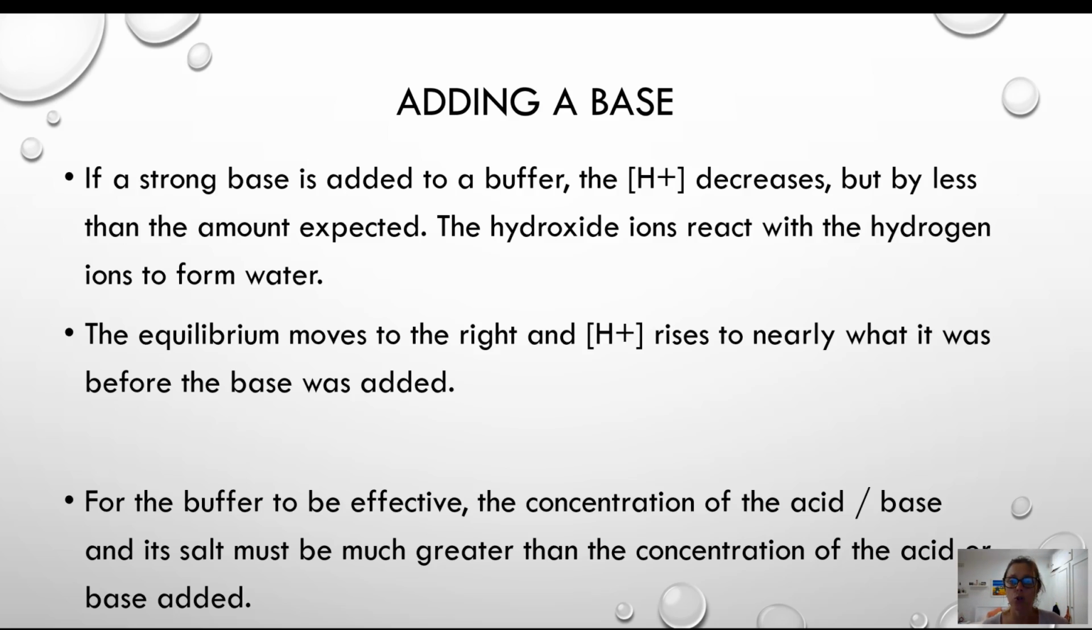If I'm adding a strong base to the buffer, the hydrogen ions are decreasing. Again, it's not decreasing by as much as I would expect, because our hydroxide ions are reacting with the hydrogen ions and forming water. So we're getting a decrease in the hydrogen ion concentration. By decreasing that, the equilibrium is moving to the right, and the H+ rises back to what it was before the base was added.